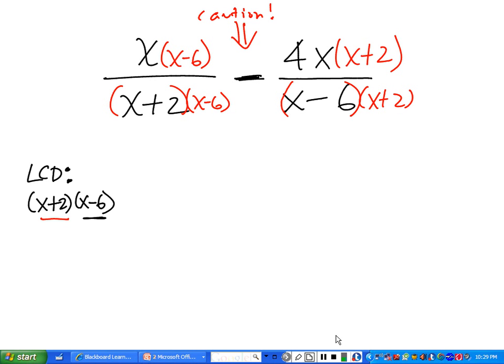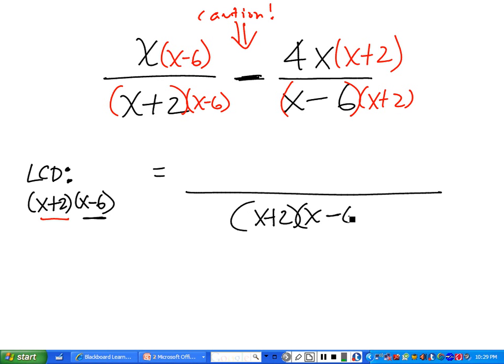So now let's simplify. So we have x times x minus 6, and I'm going to go ahead and just write one LCD here so we don't have to rewrite this all the way back over. Since both of my denominators are the same, I can combine the numerators. So x times x minus 6, distribute that, we get x squared minus 6x.